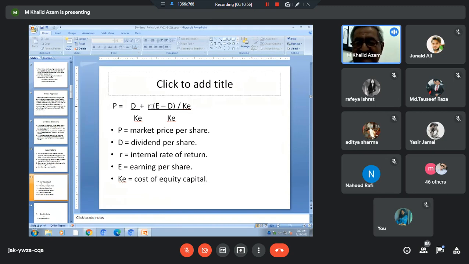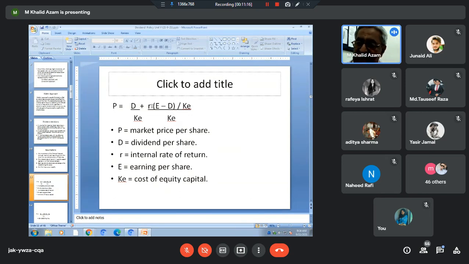This is the rate of return. What will be the rate of return? The rate of return you will be calculating on what? You will be calculating this rate of return on the money whatever you have retained in your business, the money whatever you have retained, because of the dividend you have paid.